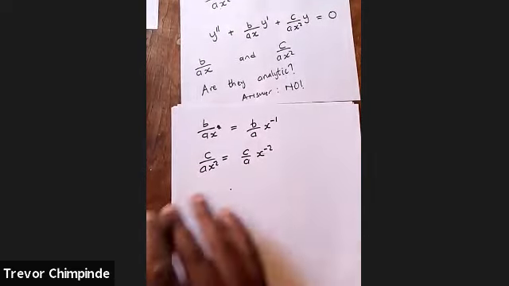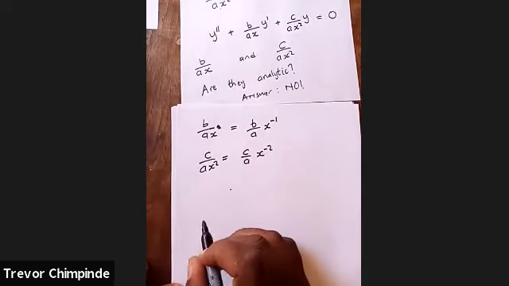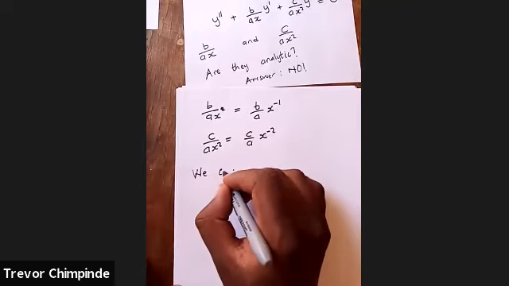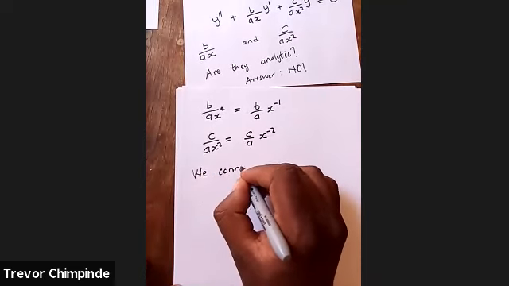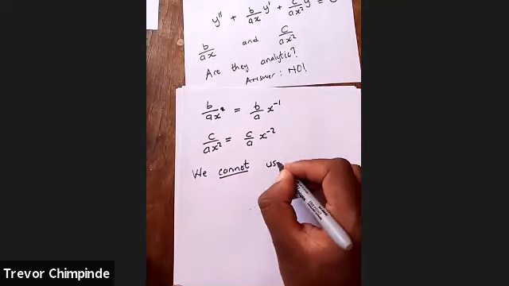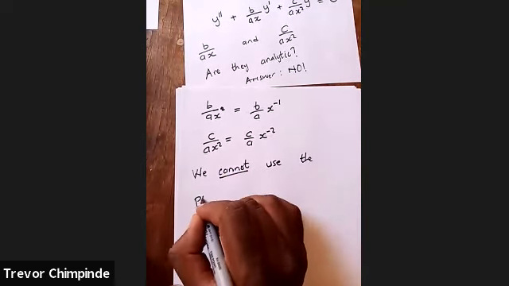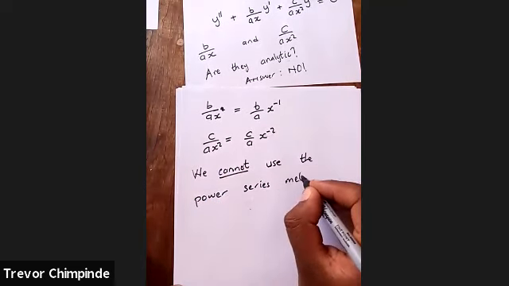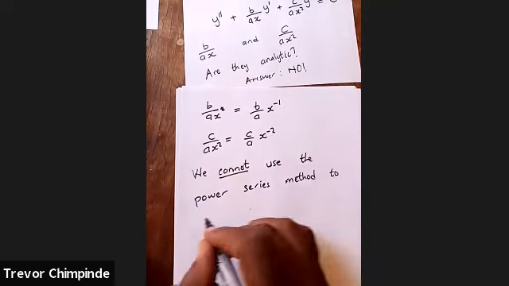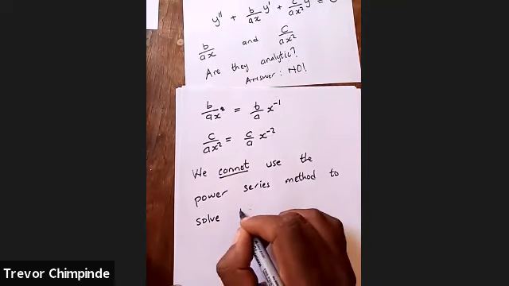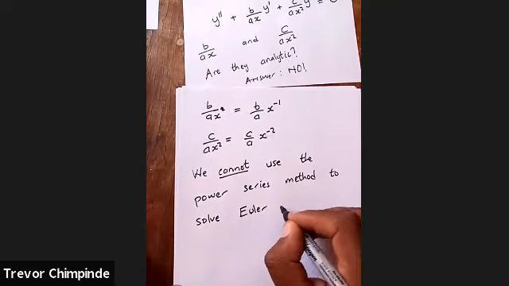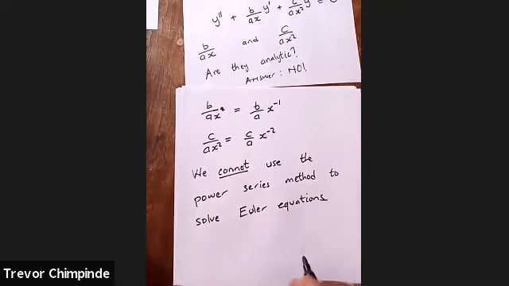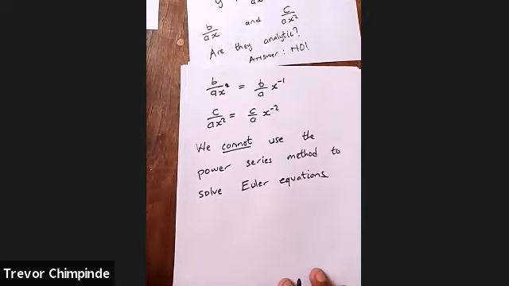So the first thing we established is that these are not analytic, and because of this, we cannot use the power series method to solve Euler equations. So are we together this far? Is this clear?